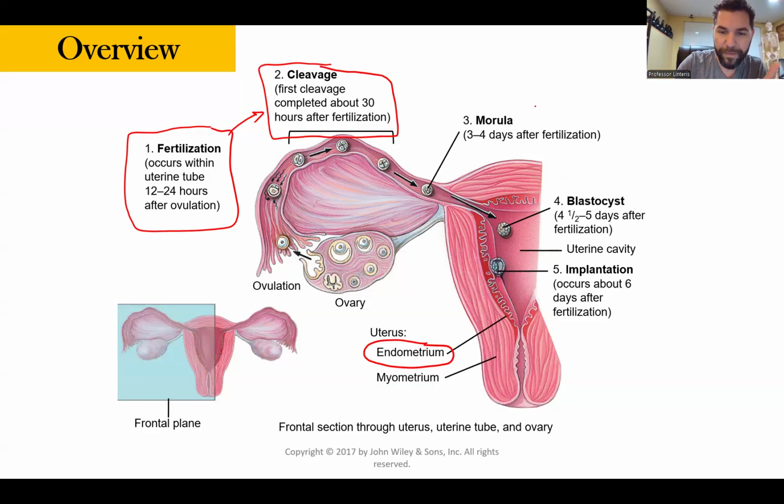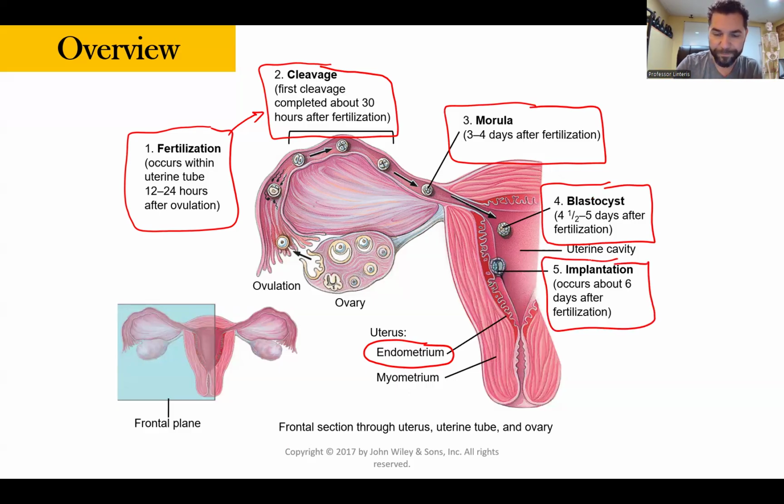cleavage, morula, blastocyst, implantation. If you can remember these steps, each one of them has a multitude of things we need to talk about. But you can see here as well that there's a time frame associated with this growth.